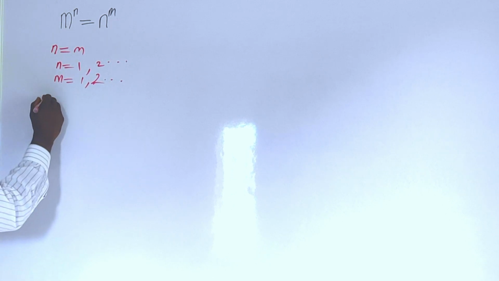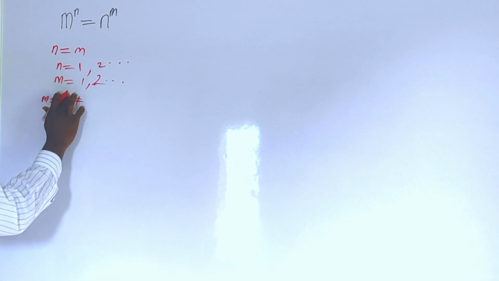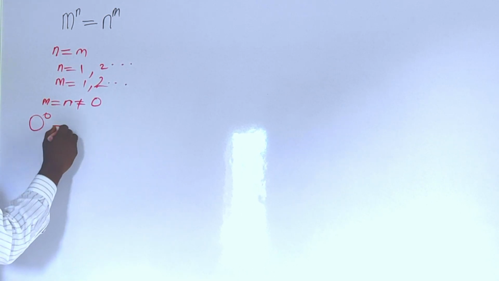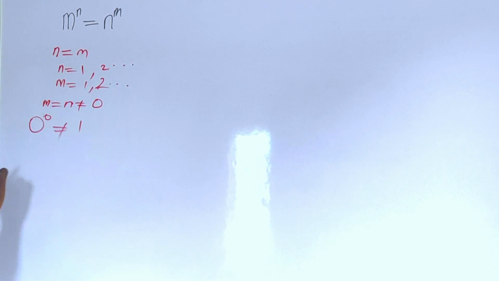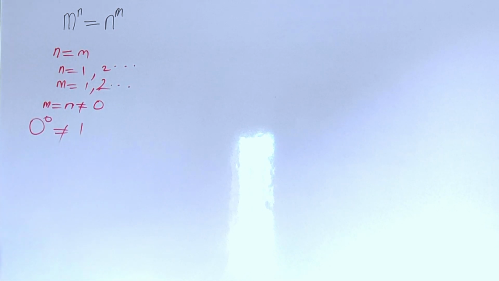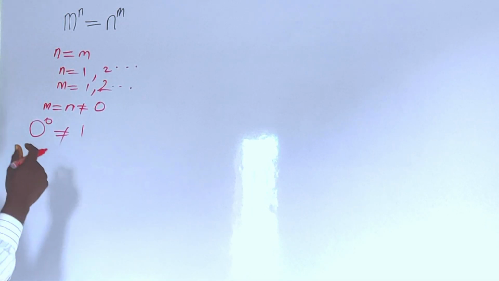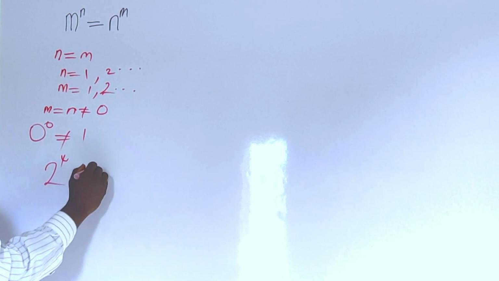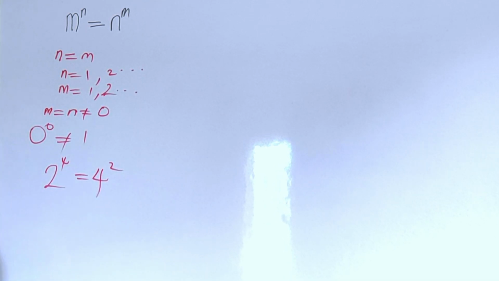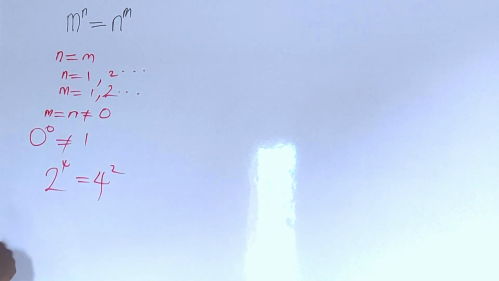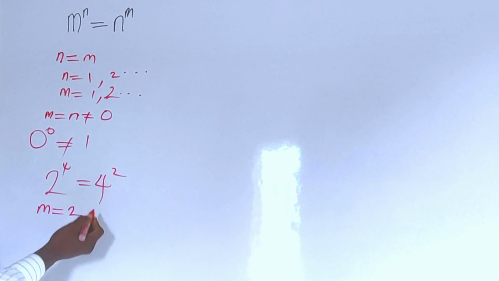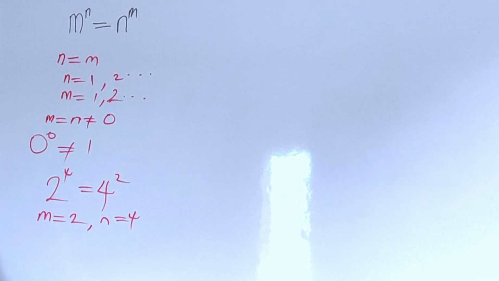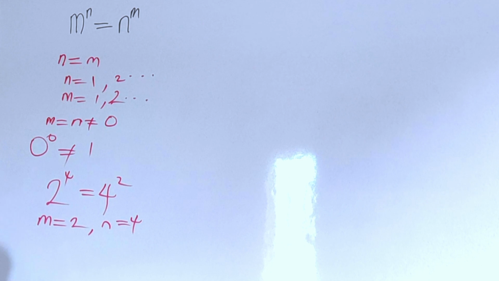You probably are right. And you see that m and n cannot be equal to 0, and that's because 0 raised to power 0 is not equal to 1, right? But you also notice that there should be other solutions, like 2 raised to power 4 is equal to 4 raised to power 2, both of which are equal, right? Such that when m is equal to 2, n is equal to 4, and vice versa. All these are possible solutions.